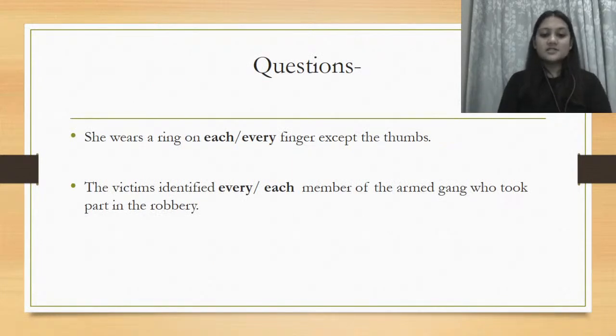Now, here's a list of questions, right? Let's check it out. Which are the correct ones? Okay. She wears a ring on dash, on each or every finger except the thumb.